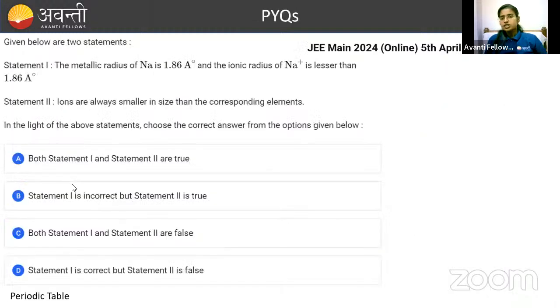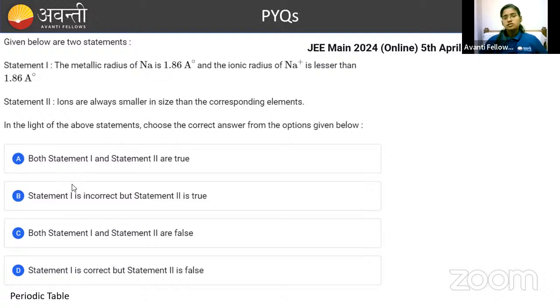Yeah, this question is a statement type question. I have two statements. Statement 1 says the metallic radius of sodium is 1.86 angstrom and the ionic radius of sodium plus is lesser than 1.86 angstrom. Okay. So what does statement 2 say? Ions are always smaller in size than the corresponding elements.